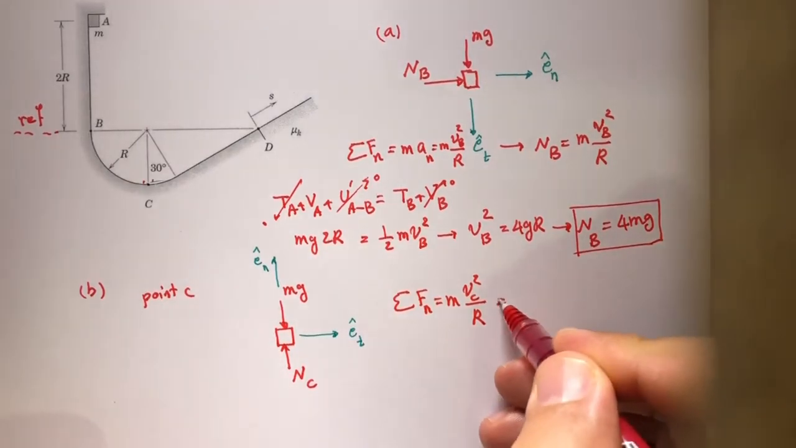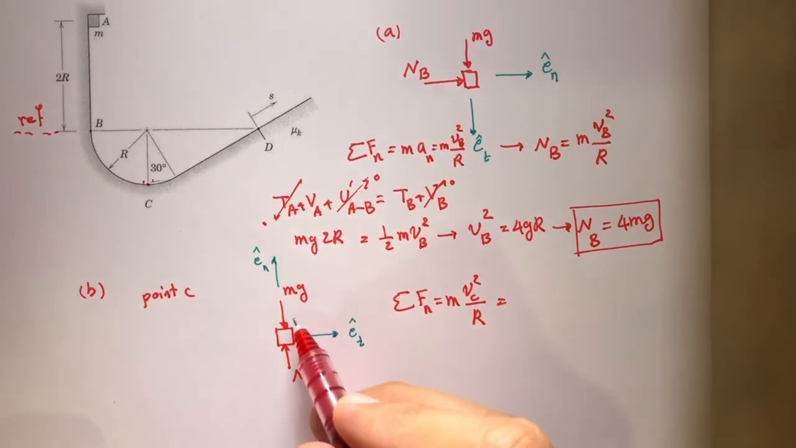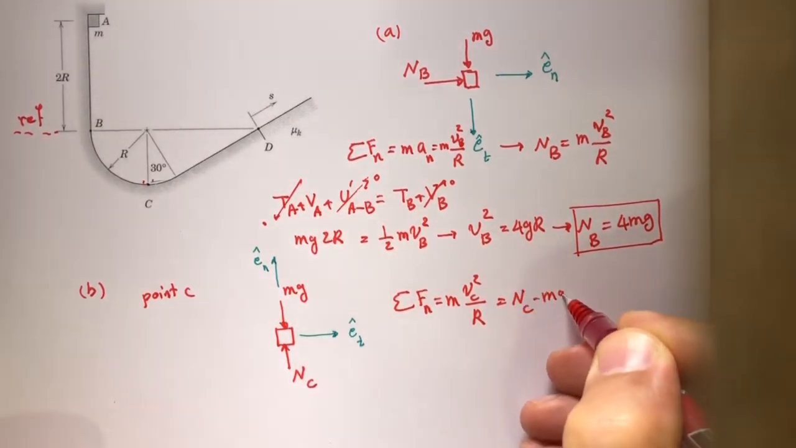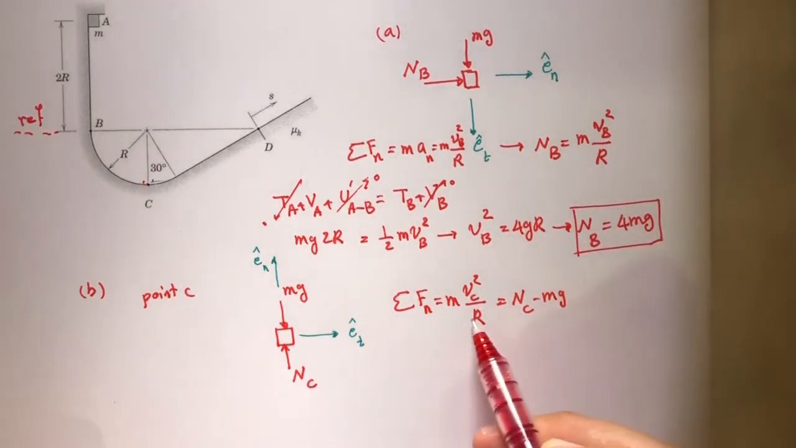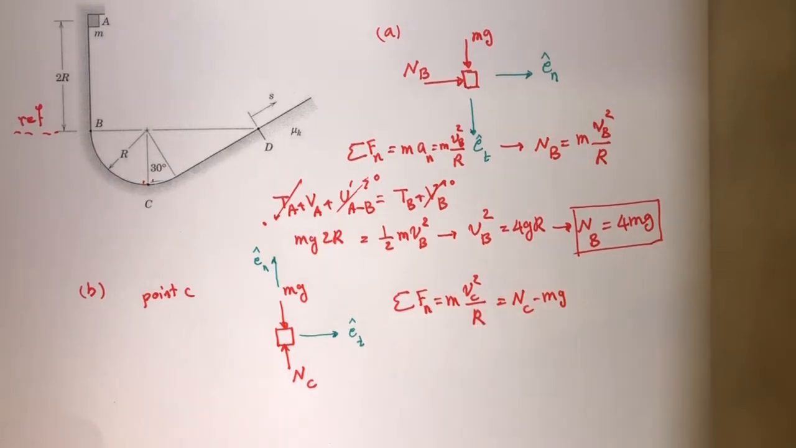This is acceleration in the normal direction, like the previous part. We have two forces here in the normal direction. We have NC and minus mg. So this is going to be equal to NC minus mg. So if I know what is the velocity here, then NC is going to be m times that velocity squared divided by r plus mg. So let's find the velocity here.